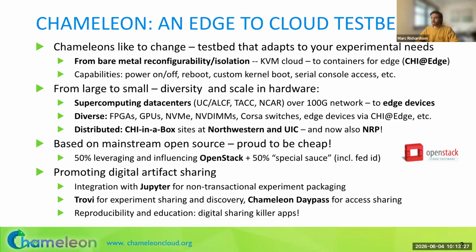And a big part of why we're here today is that we provide a lot of services for digital artifact sharing. This includes integration with Jupyter. We have a Trovi service that is a repository for sharing testbed artifacts. There's also a day pass function that allows you to give people access to your artifact so they can run it on the system without having any Chameleon account themselves or an active allocation. It can be a really nice way to package your experiments and share them with other people to collaborate on, or for them to reuse or reproduce in their own way.